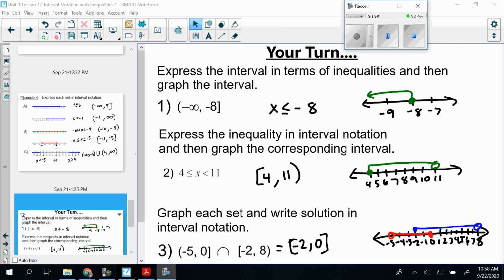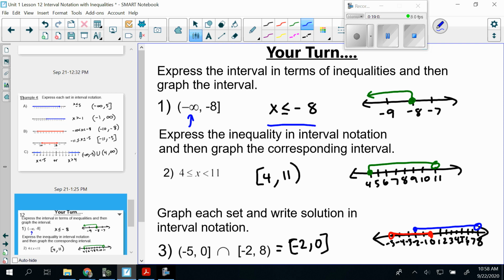All right, check them out. Since we've got -infinity here, these are all the numbers less than or equal to -8, because we got a bracket there. Graphed out, you should have -8 with a closed circle heading left. On the next one, it's all the numbers between 4 and 11, including 4, so we should have a bracket on 4, parentheses on 11. Graphing that, you should have a closed circle at 4, open at 11, all the points shaded in between.